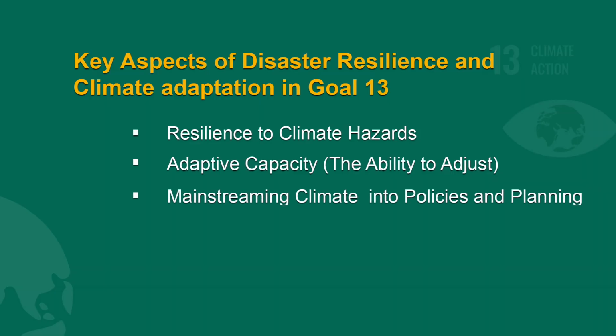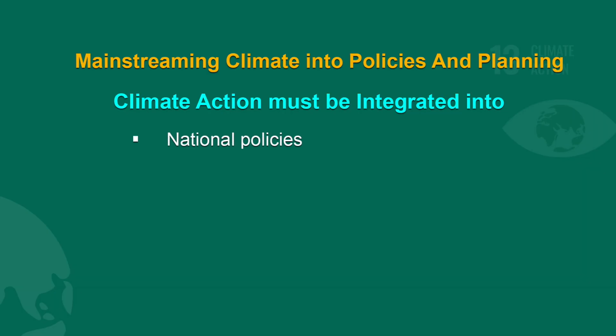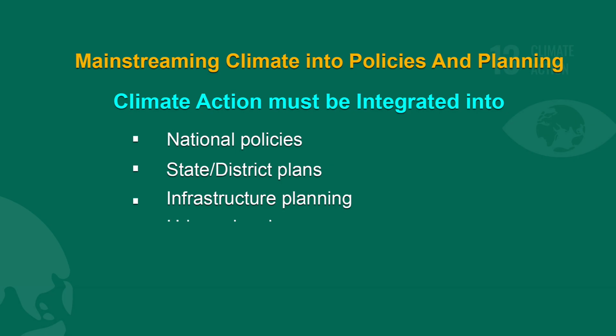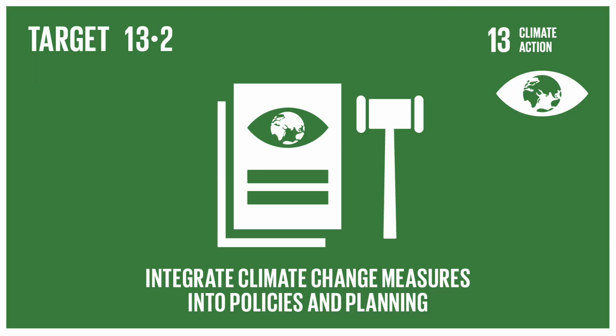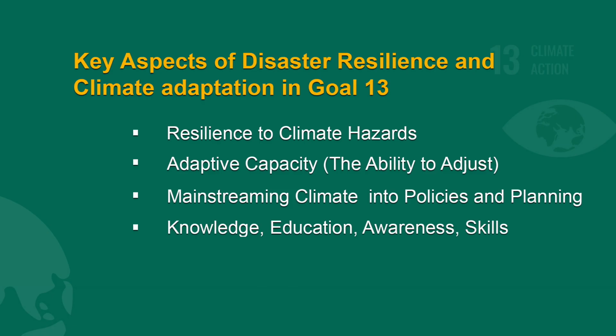So let me explain to you mainstreaming climate into policies and planning. This is one of the most important parts of SDG 13. Climate action must be integrated into national policies, state and district plans, infrastructure planning, urban planning, agriculture and water planning, health planning. Otherwise, climate stays as one project, not a core development rule. Goal 13 includes this integration as a target. If climate change is treated like a side topic, it will remain a side priority and disaster will remain the main event.